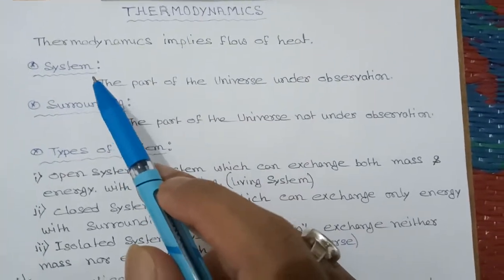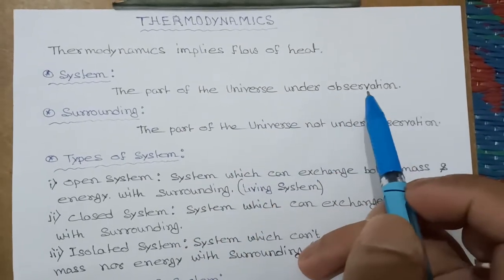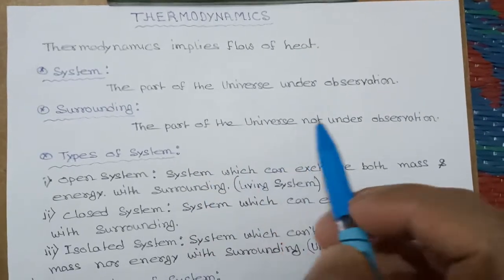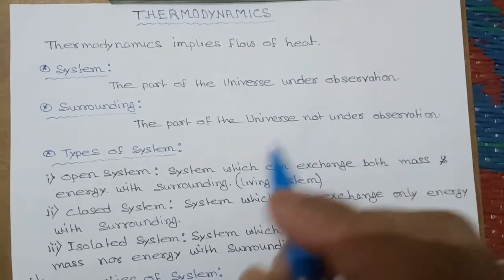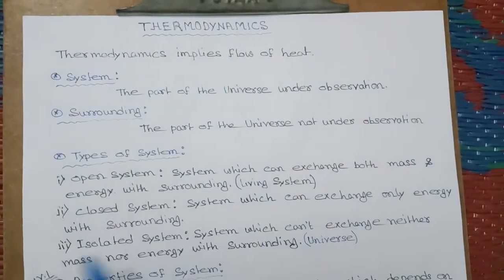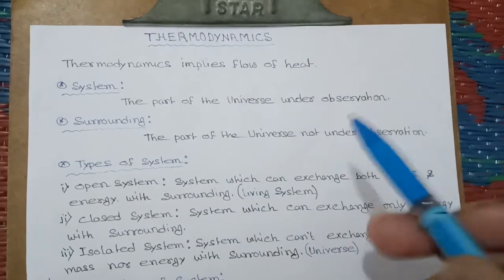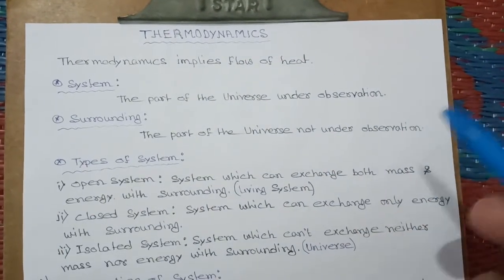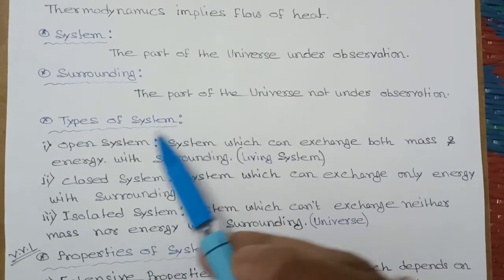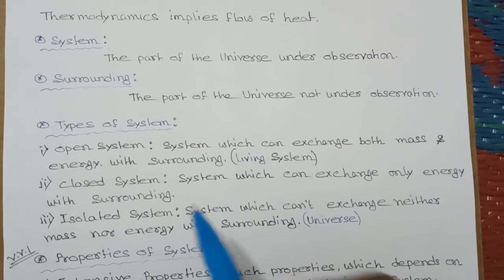First one is system. The part of the universe under observation is called system, and the part of the universe not under observation will be called surrounding. See, this page is my system, and all the things outside this page will be surrounding. Now there are three types of system: open system, closed system, and isolated system.